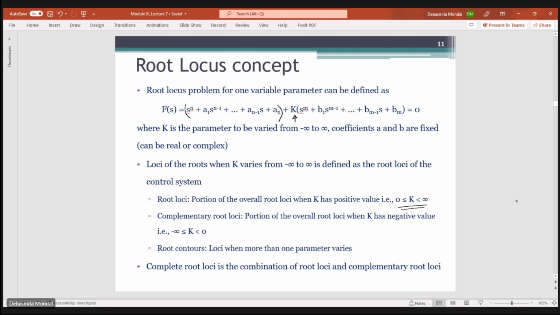There is something else known as root contours. In the case of root locus, there is only one single parameter varying, let's say the value of k. But if you have multiple variable parameters in your system, let's say k and some other terms like alpha, beta, the locus of the roots in that kind of case is known as root contour.